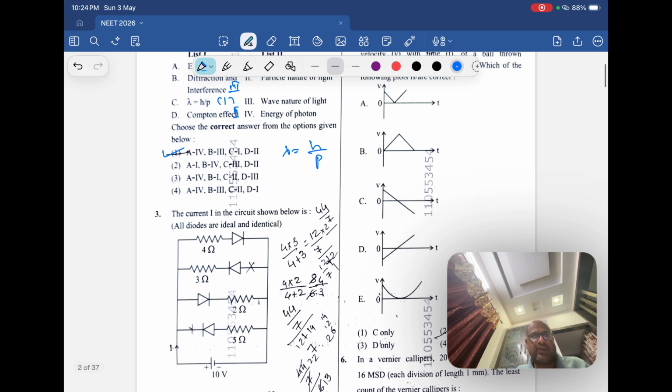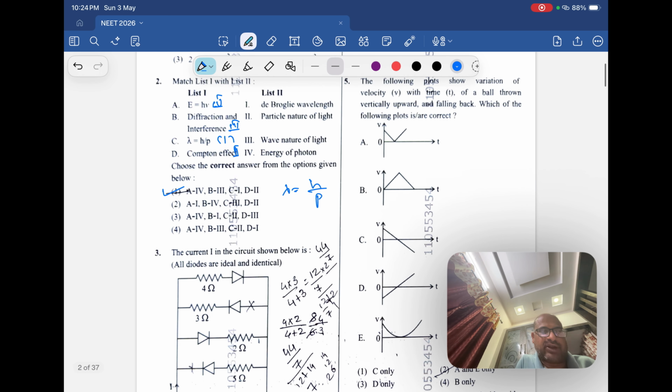Now, this is for modern physics, meaning radiation and matter, you can say. Dual nature has been asked, right?